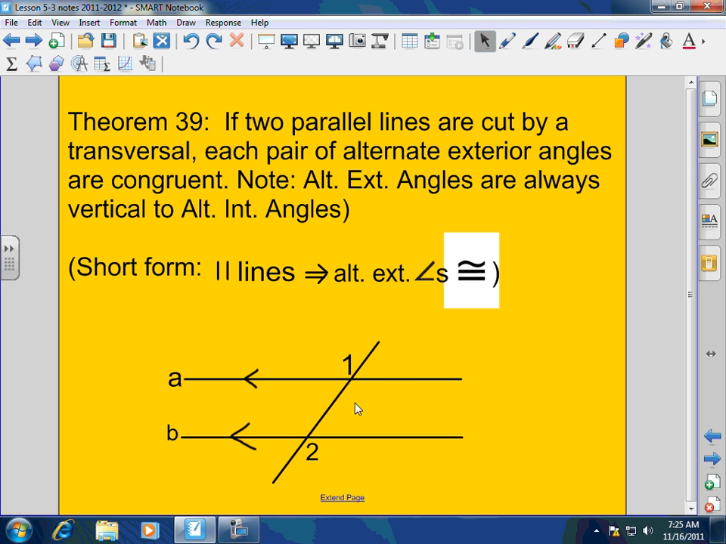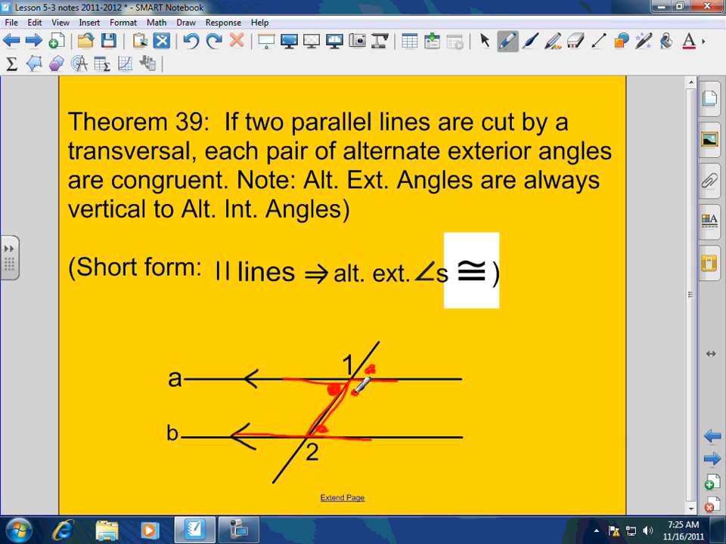Well, yeah, of course. If you do a Z, okay, wouldn't this guy be congruent to this guy? Well, isn't this alternate interior angle across from this guy? Right? So those two would be equal, the alternate interior and the exterior. All right? If you did the Z the other way, same thing.